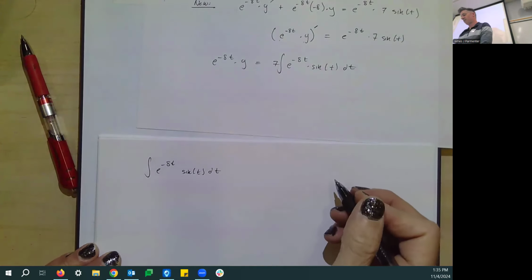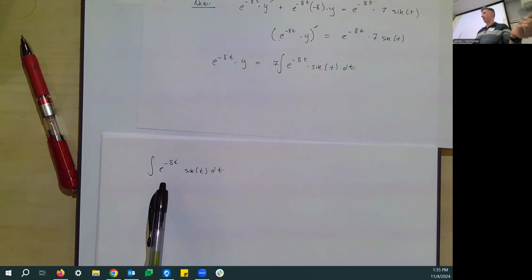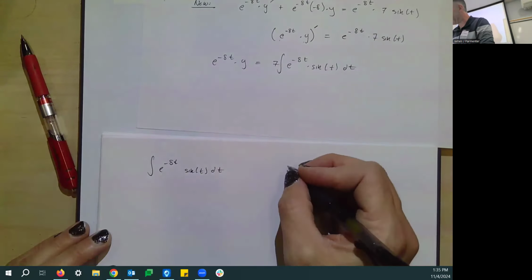Usually I tell you when you're doing integration by parts, you should do trig before exponential function as your u. Although technically, if you have an e to the something and a sine or a cosine, you can actually make either choice. I'm going to make the other choice here, letting u equal the e to the thing, because I'd rather multiply by negative 8 than divide by negative 8. If I make my dv equal e to the negative 8t, I have to divide by negative 8. So I'm just going to try to make my life a little easier.